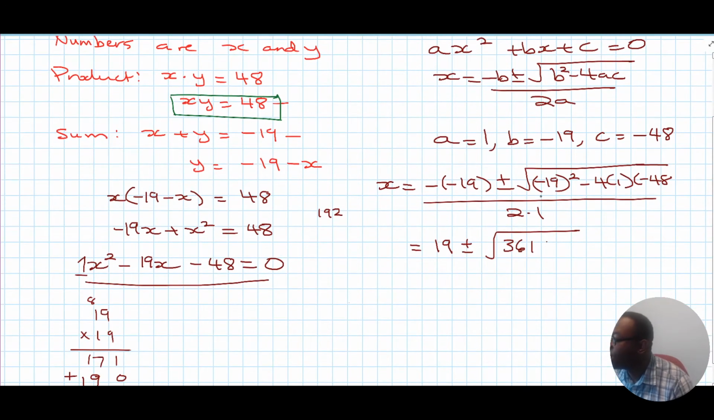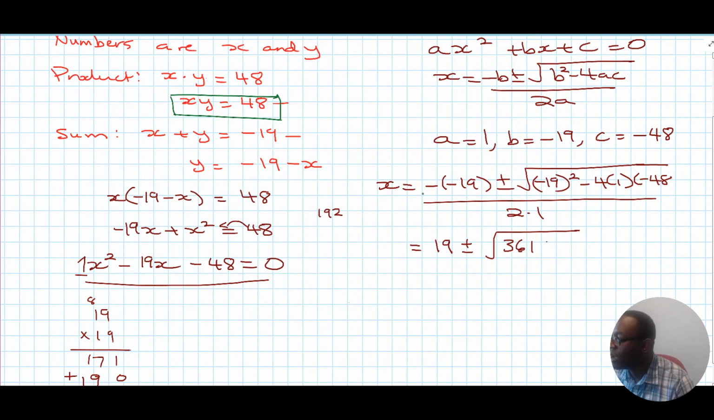All right, so we have negative 19 here. Something looks wrong here. X multiplied by y is 48. X plus y is negative 19. That's correct. So we have x times negative 19 minus x. That is going to give you 48. Okay, looks right. Negative 19x plus x squared equal to 48. All right, that looks right. So this is x squared minus 19x. Then we bring 48 over here. It's minus 48 equal to 0.